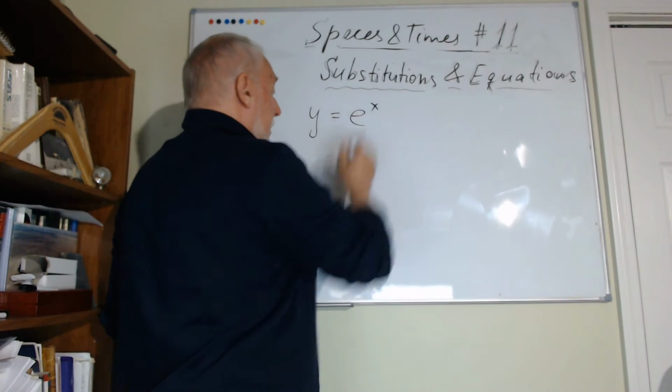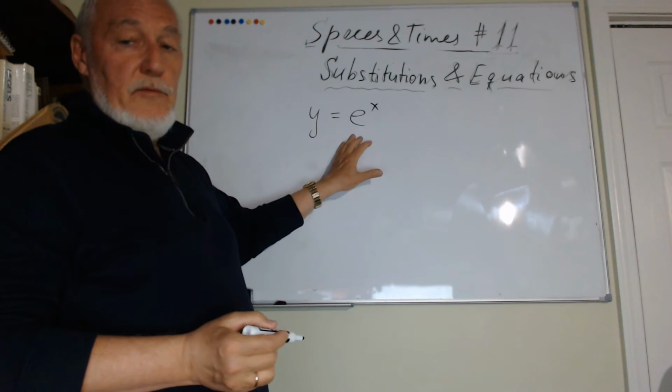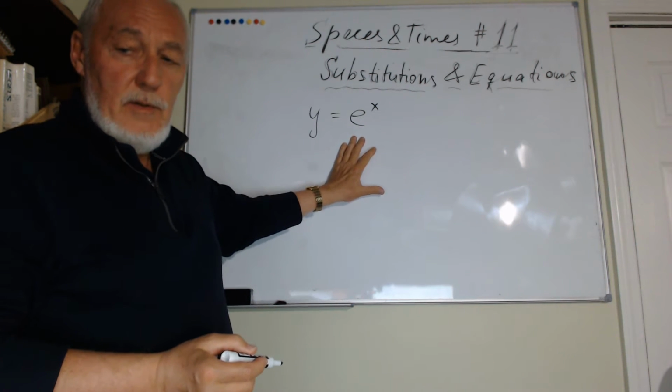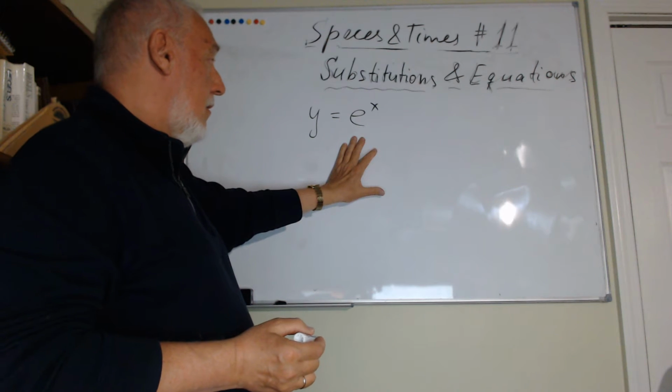So if you have this kind of thing, and you want to get a derivative from this, what would be the derivative? It would be x e to the power of x minus 1.